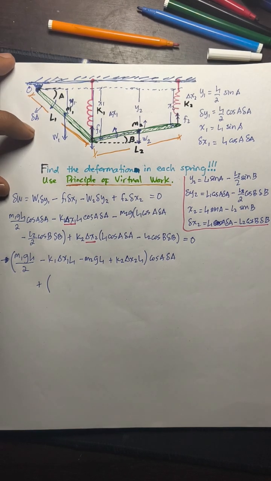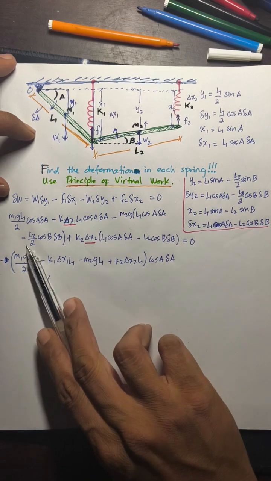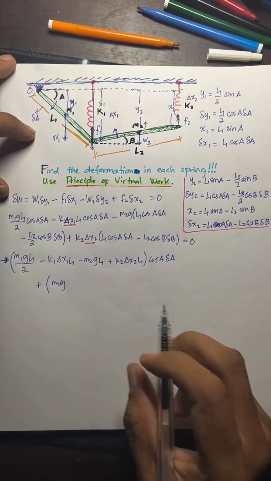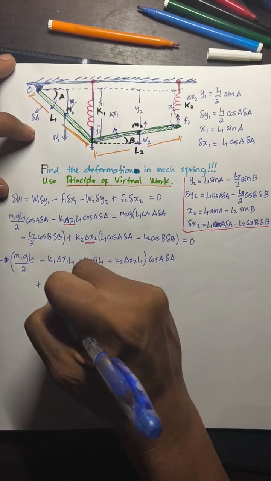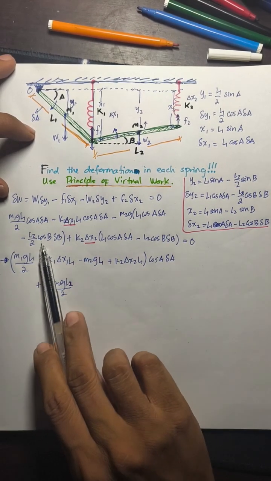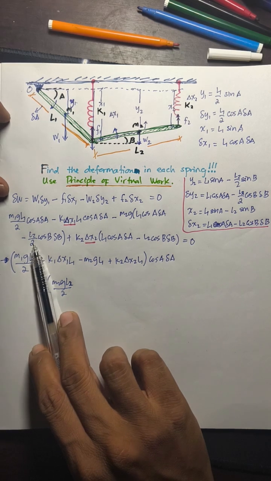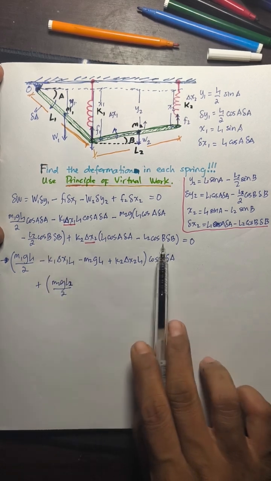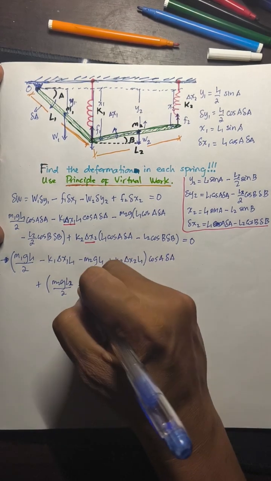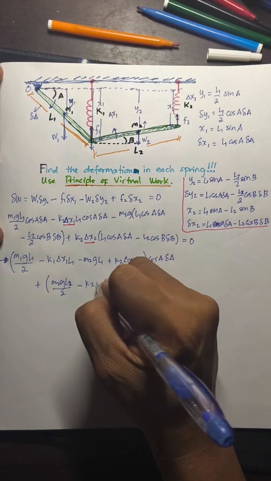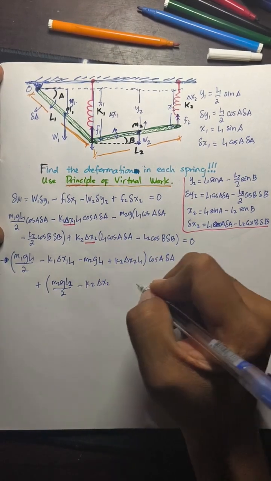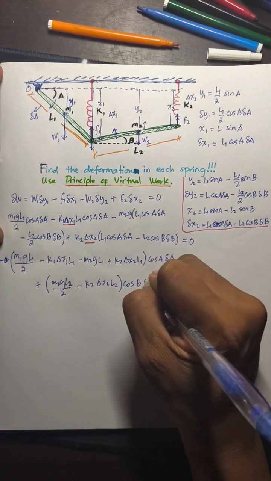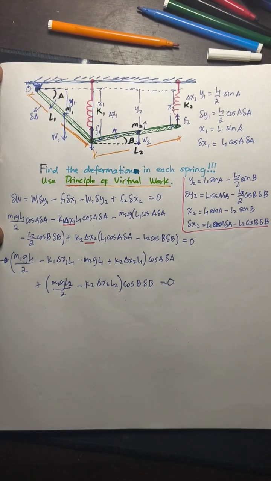Our delta B would give us, this is minus minus, so this is now a plus. So you have now M2 G L2 over 2. This would be a plus. Another delta B is here, so this is a minus, minus K2 delta X2 L2 times cosine of B delta B, and this is equal to 0.